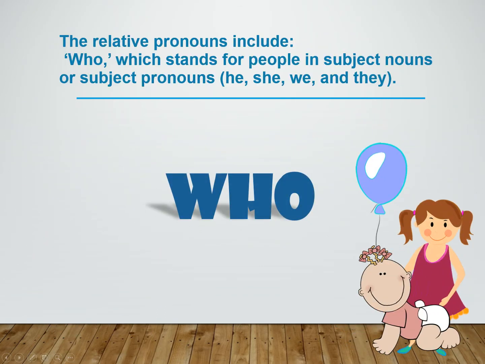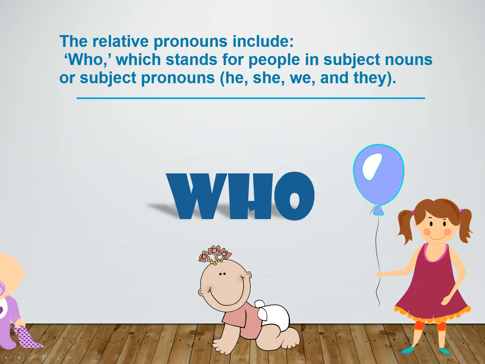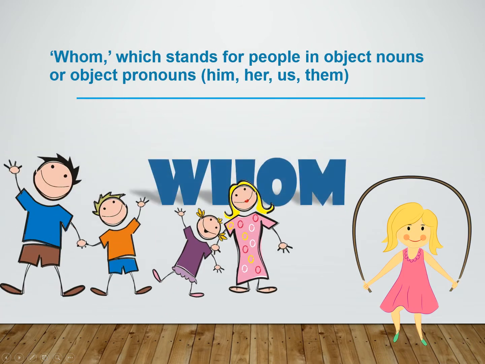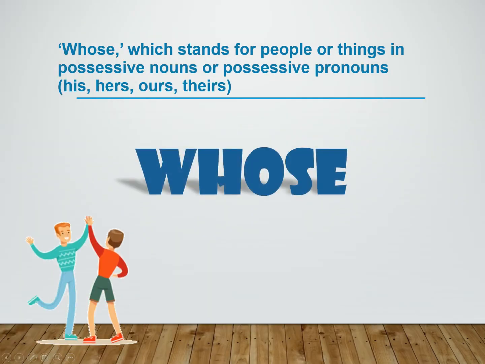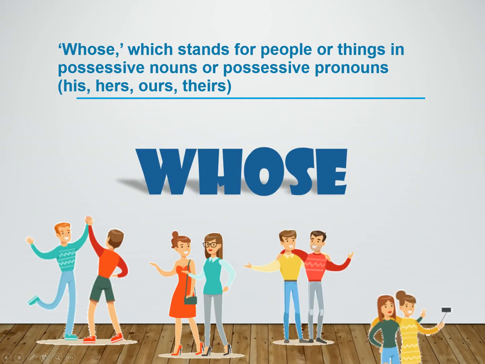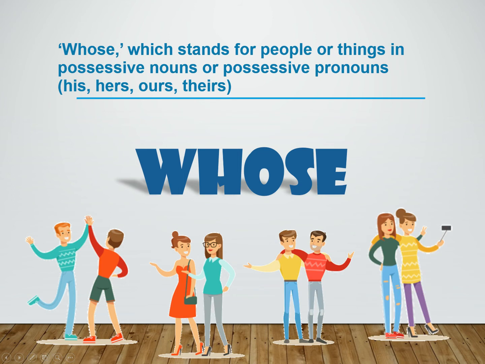The relative pronouns include who, which stands for people in subject nouns or subject pronouns: he, she, we, and they. Whom, which stands for people in object nouns or object pronouns: him, her, us, them. Whose, which stands for people or things in possessive nouns or possessive pronouns: his, hers, ours, theirs.